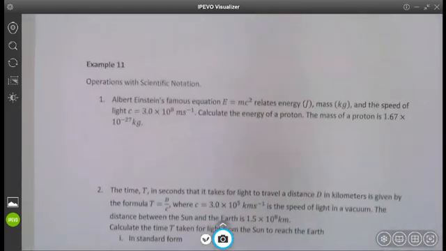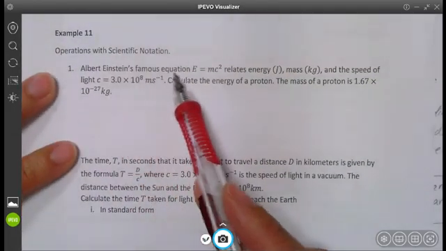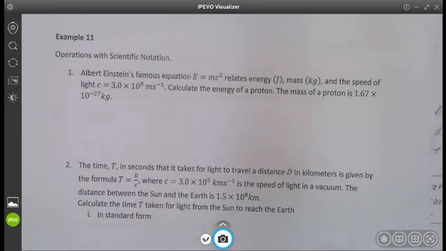All right, so let's practice all of the operations with scientific notation. Albert Einstein's famous equation E equals mc squared relates energy, joules, mass, kilograms, and speed of light, C equals 3.0 times 10 to the 8 meters per second. Calculate the energy of a proton. The mass of a proton is that.